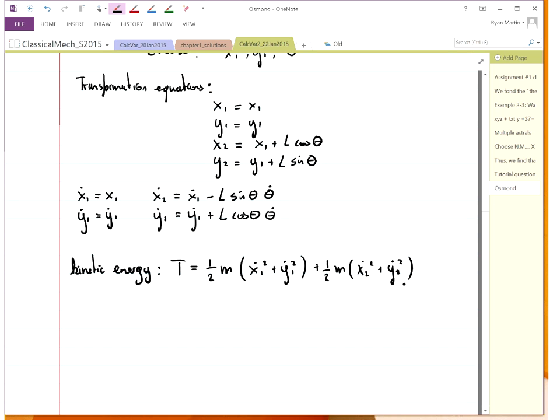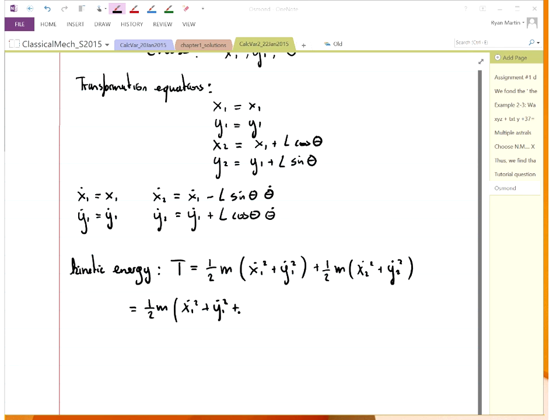So now you can see why we wanted to know x1, y1, x2, y2 dot as a function of the generalized coordinates, because now we can plug them into the equation for the kinetic energy. Okay, so now it's just a matter of math. Tedious math, usually at this point. So we have a half m, that's in all the terms.